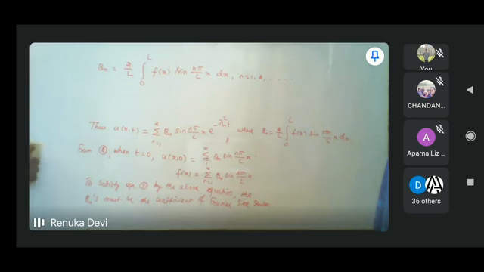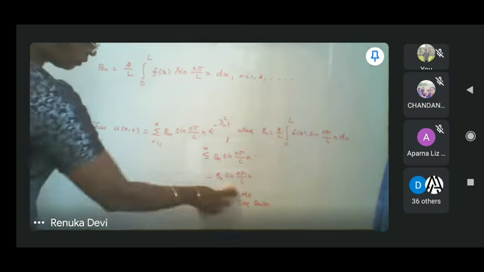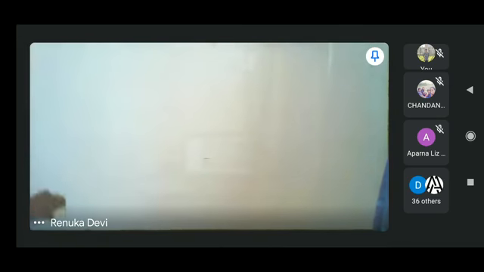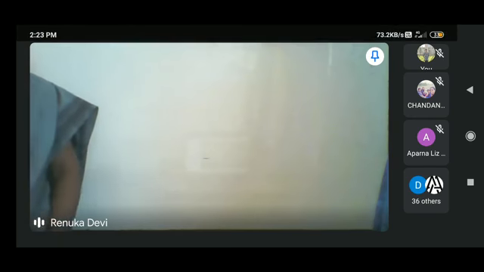Is it clear? When you are doing a problem, you can just carry out the procedure, or you can make it a model. You can do the problem separately also. In both ways you can do it. Now I am doing the model.